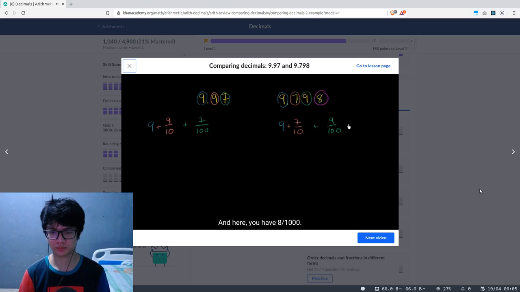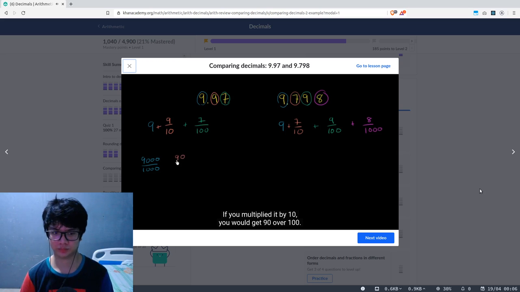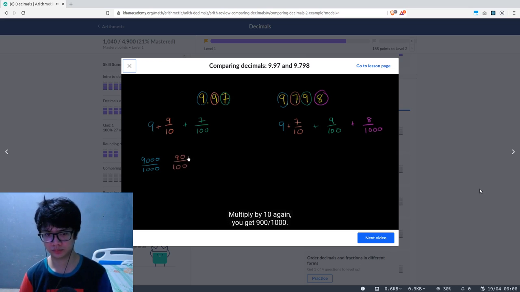And here you have 8 thousandths, so plus 8 over 1,000. So let's put everything in terms of thousandths so that we can add these all up and have two fractions over thousandths. So 9 is the same thing as 9,000 over 1,000. 9 tenths, well, let's see, if you multiplied it by 10, you'd get 90 over 100. Multiply by 10 again, you get 900 thousandths. 7 hundredths multiplied by 10 is 70 thousandths.